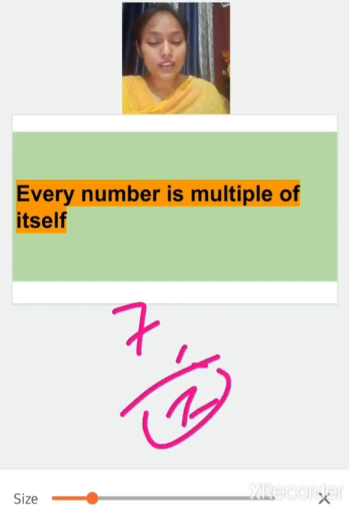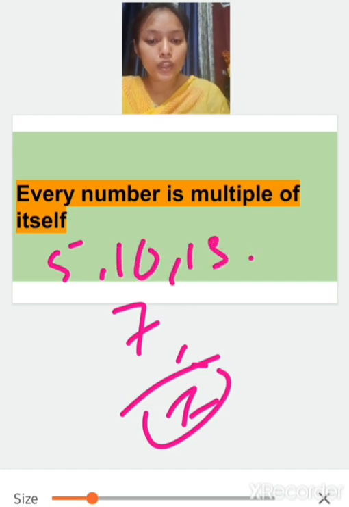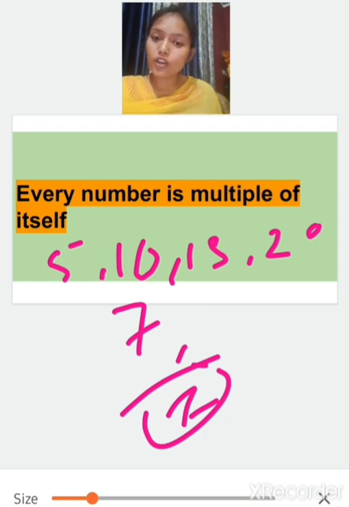After this 14, then 21. You have to repeat the table of 7. If I ask what the multiples of 5 are, just say the table of 5. 5 ones are 5, 5 twos are 10. So 5, 10, 15, 20, 25, 30, 35, 40, 45. These are all the multiples of 5. Similarly 7, 14, 21, 28, like this. These are the multiples of 7.